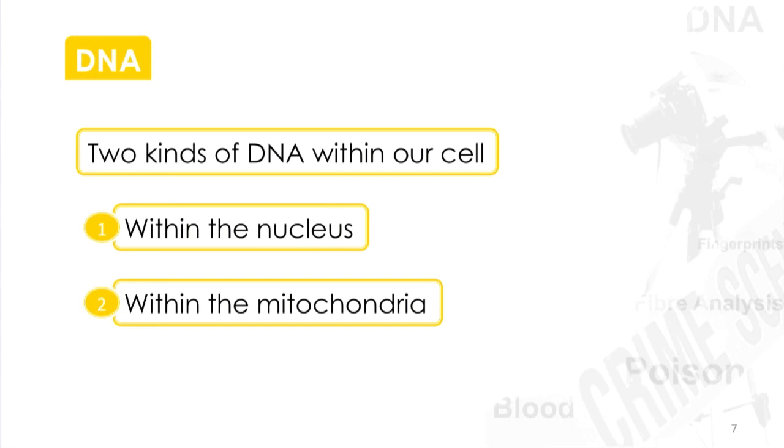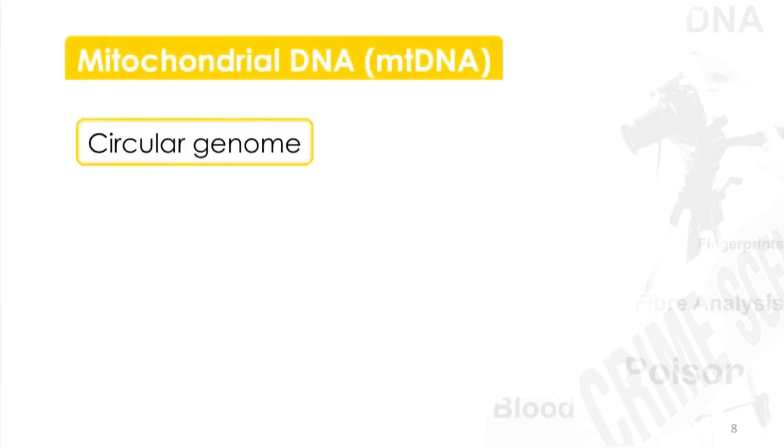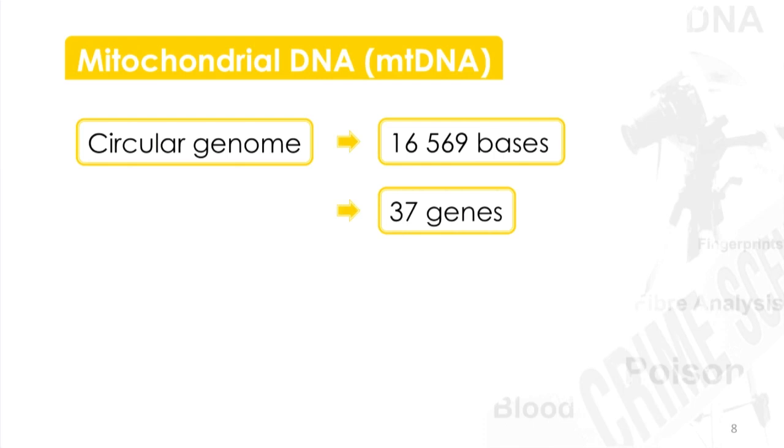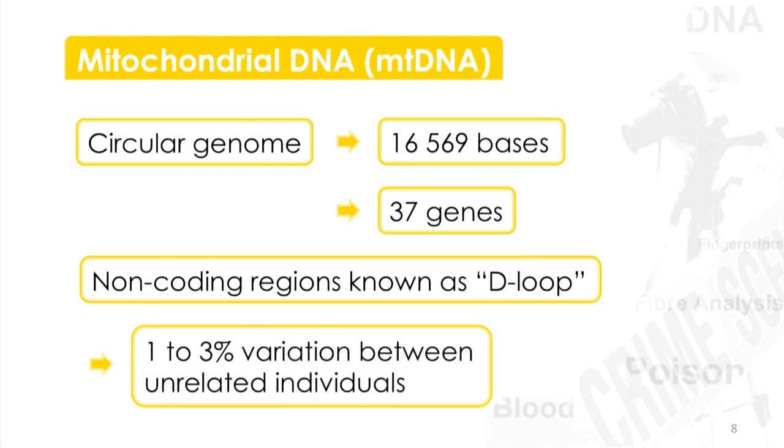The nuclear DNA is a long chain. The mitochondrial DNA is circular. It has 16,569 bases organized into 37 genes. It does have non-coding regions, and they do exhibit the kind of variation you need to distinguish individuals.